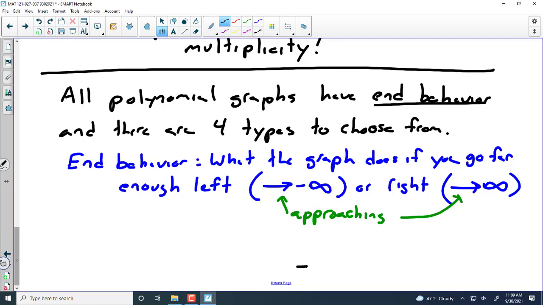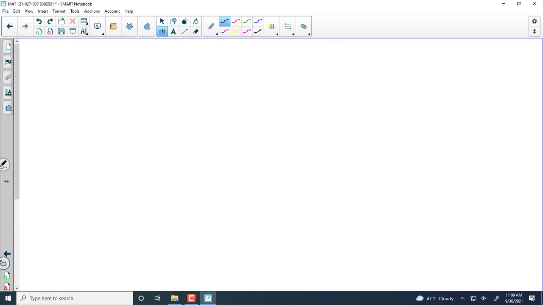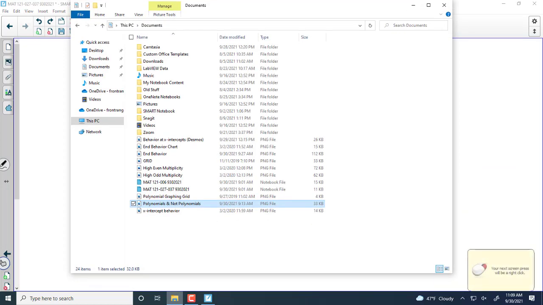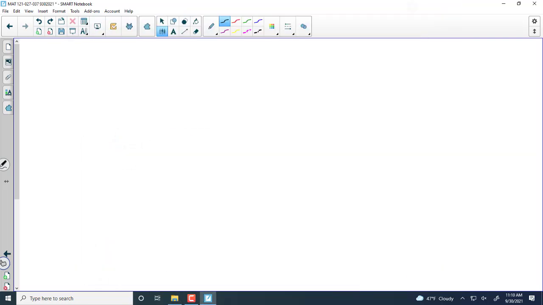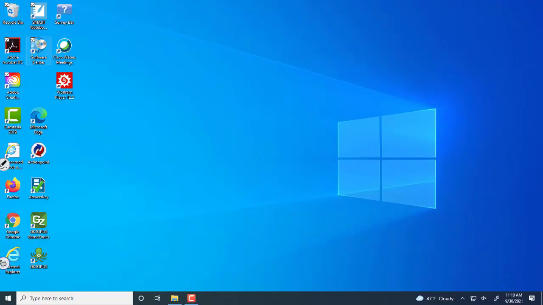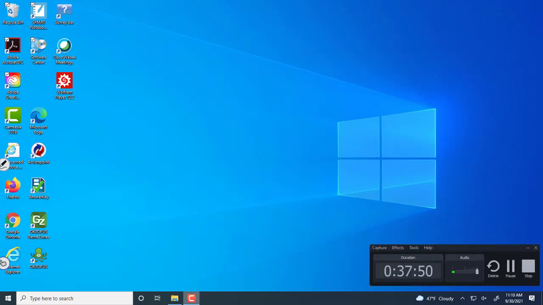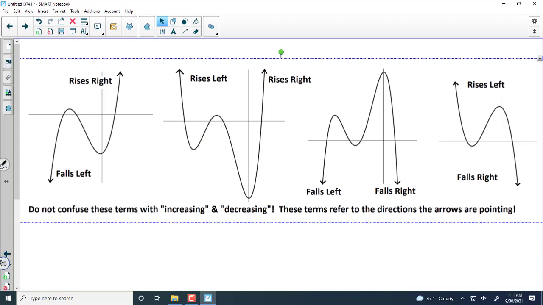Well, I prepared another picture for you. Let me show it to you. End behavior right there. Here are 4 polynomial graphs, nice, smooth, continuous curves. And what I'm showing you here is the different things that these graphs can do.